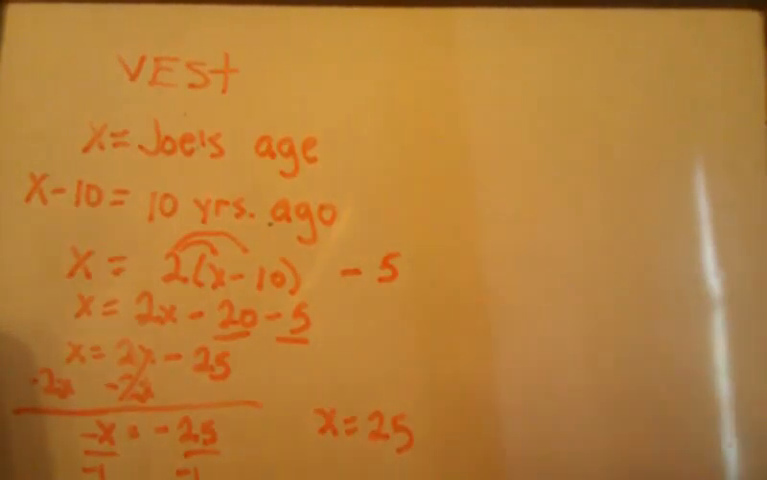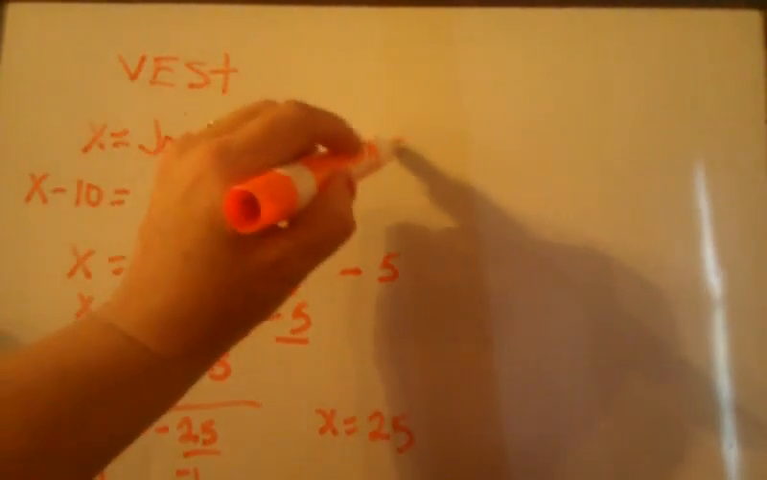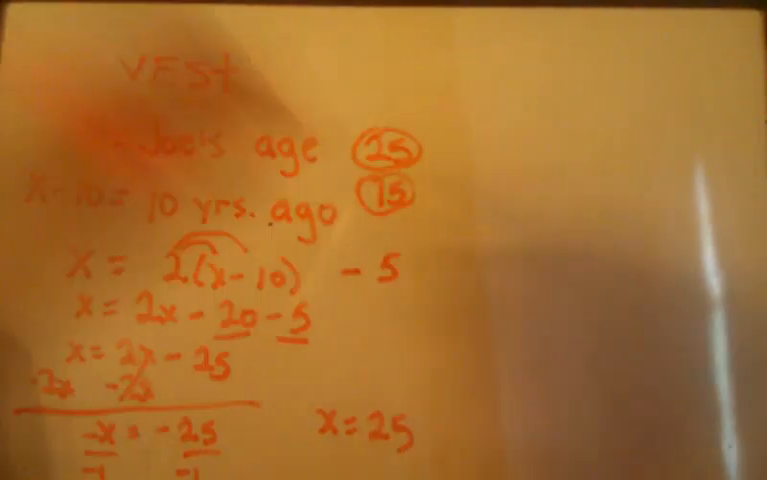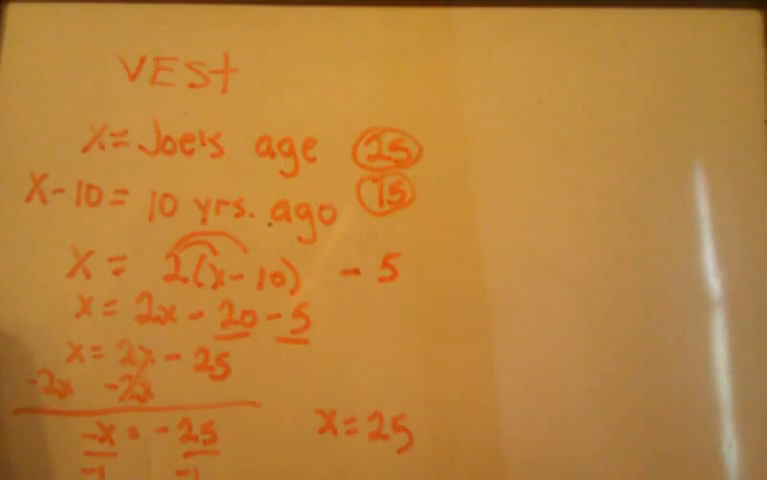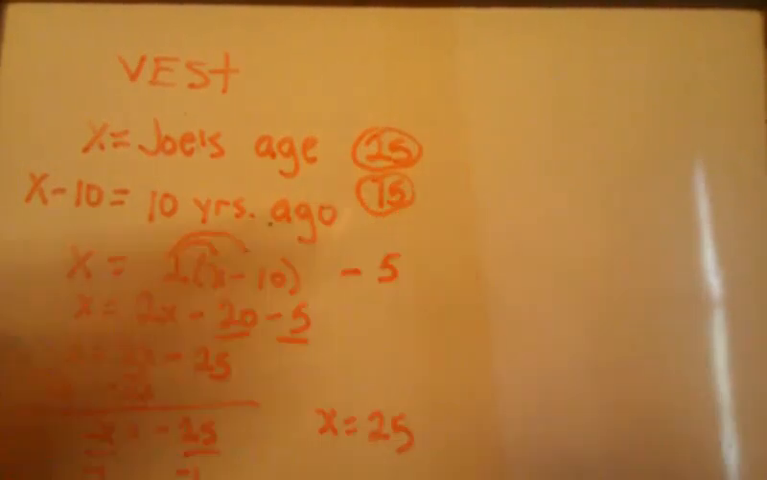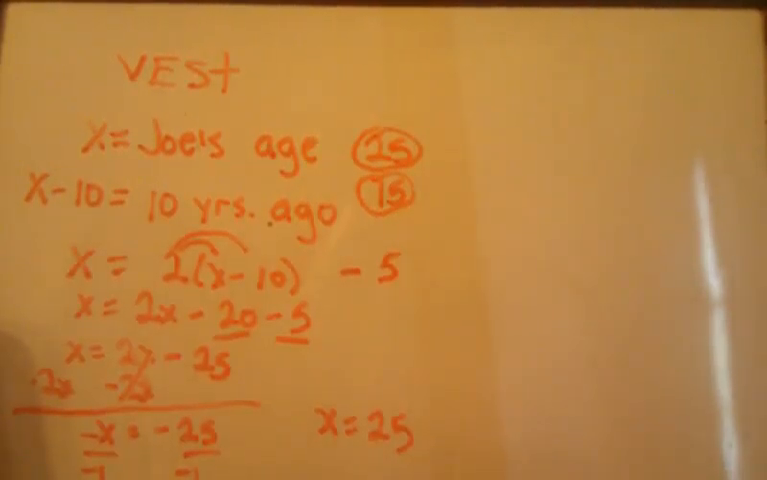It says, how old is Joe? Well, X is 25. So 10 years ago, he was 15. So what is Joe's age? Joe's age is 25. Okay. So let's try it. If Joe is 25 years old now, 10 years ago he was 15. 2 times 15 is 30. 5 less than 30 is 25. All right.